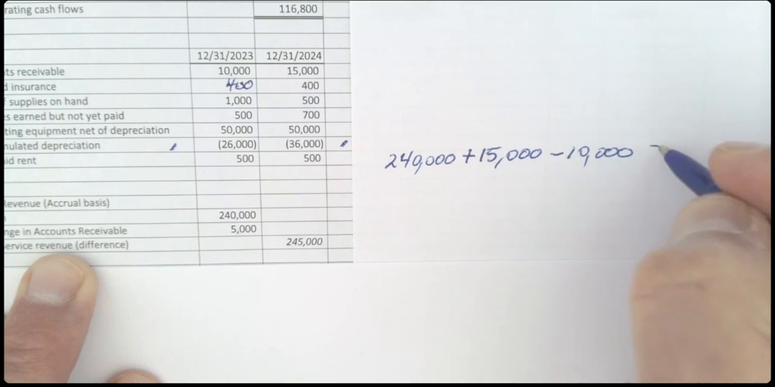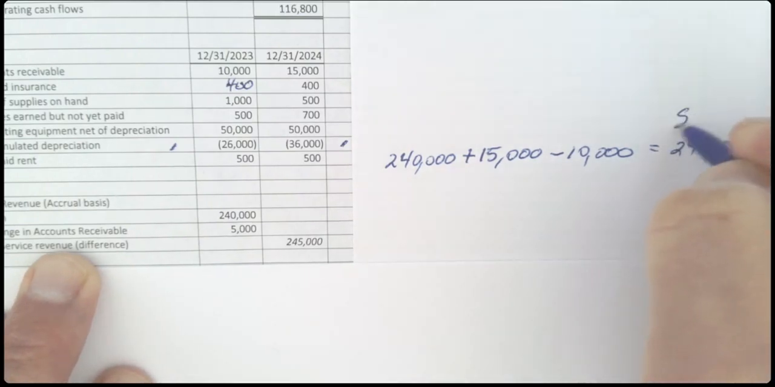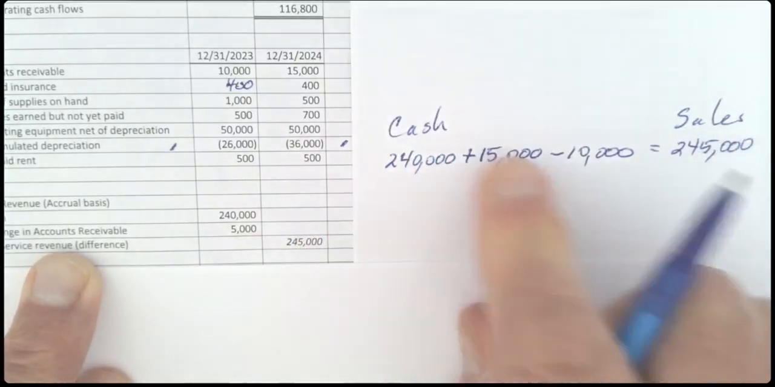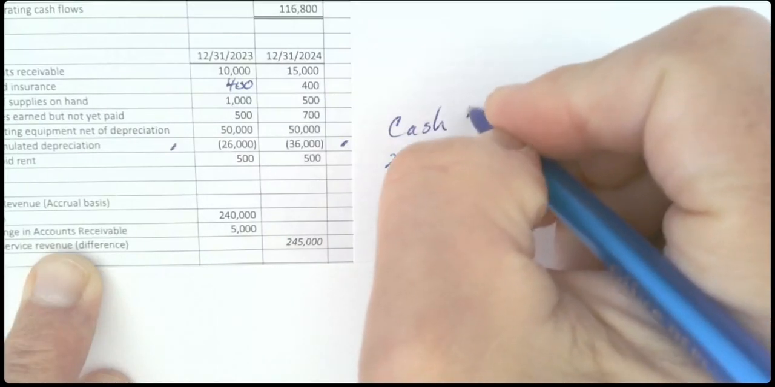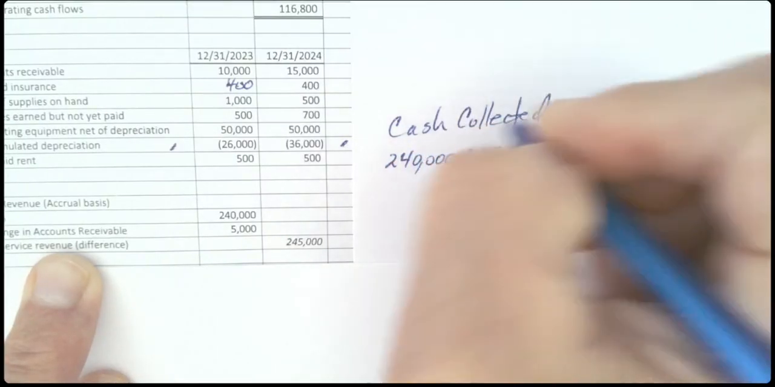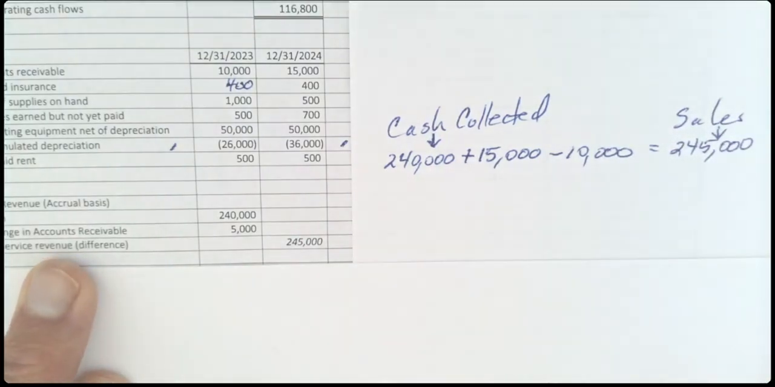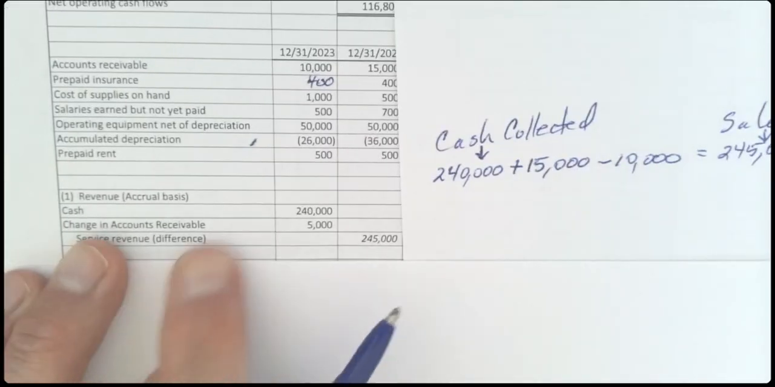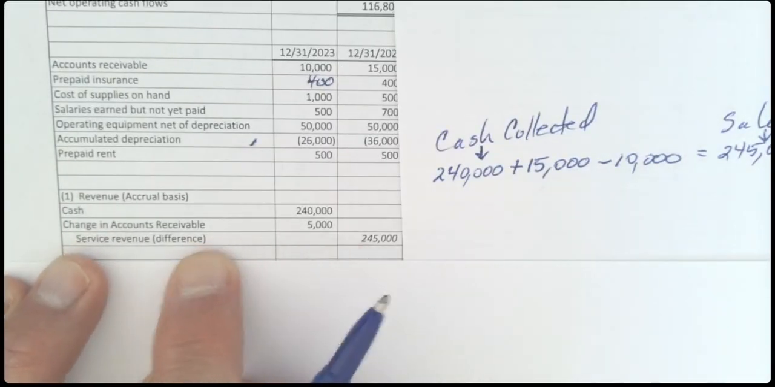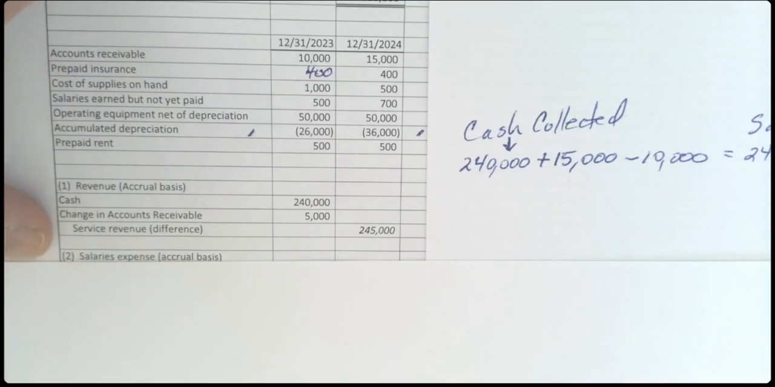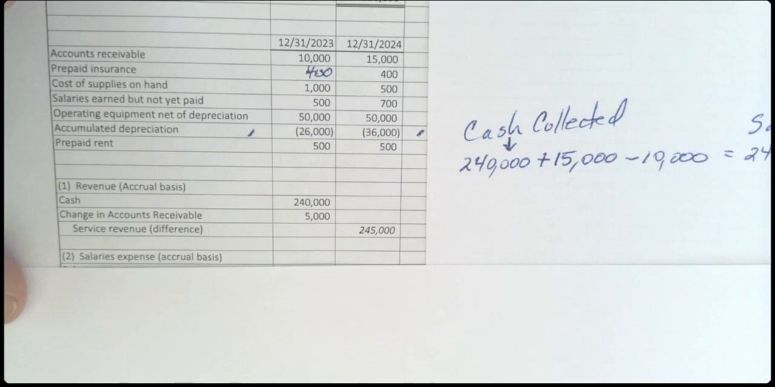So sales is $245,000, even though cash collected was $240,000. Okay, and that's the logic for this. That's a simplified method where you don't have to think as much. You're welcome to do it either way or both. Let's go on to the expenses now.